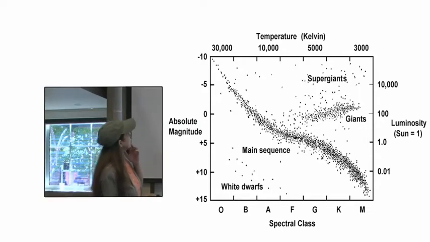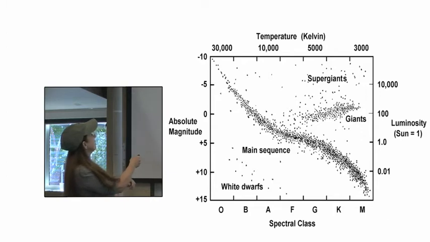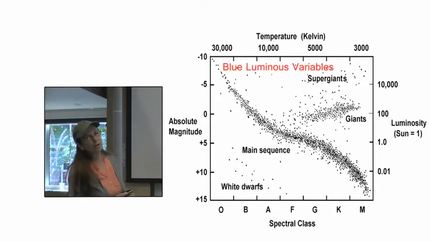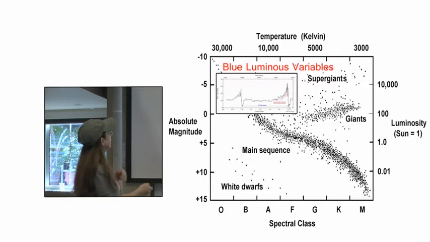So, on the HR diagram, then, you would expect to see, and this is where they are, the blue luminous variables up here, hypergiants. This actually is the light curve of Eta Carinae, and you can see where it just jiggles up and down and then has a massive outbreak and then kind of settles back down again.